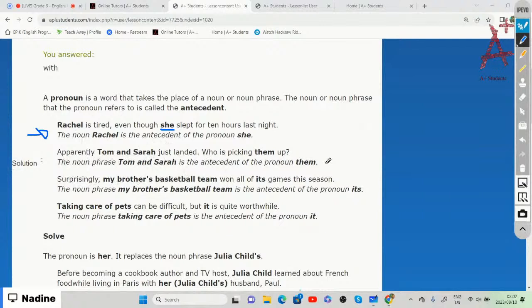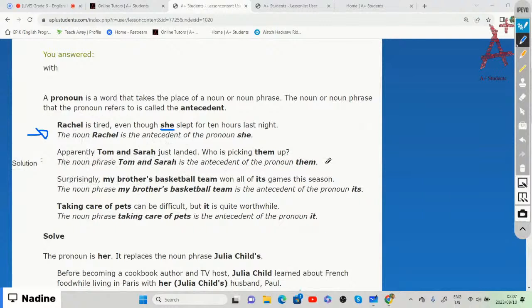Taking care of pets can be difficult, but it is quite worthwhile. The noun phrase is taking care of pets, and that is the antecedent, and we have the pronoun, which is it. And it tells us about taking care of pets.